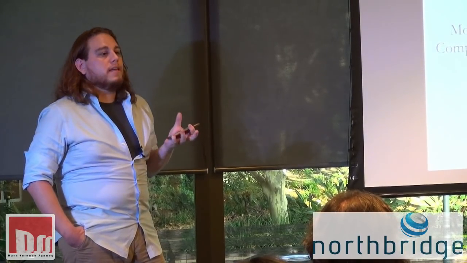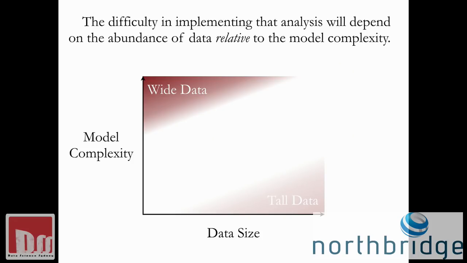And the wide data regime is characterized by having more complexity than information in the data. So you can have a lot of data, right? Again, the size of the data alone does not fully specify the problem. It's the data relative to the model complexity. So I can have a huge amount of data, but I have more complexity in the model. I have more systematic effects. I have more structure that I need to model to be able to extract information accurately from that data.